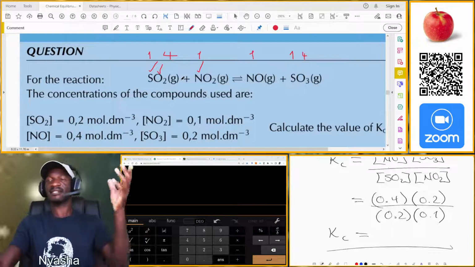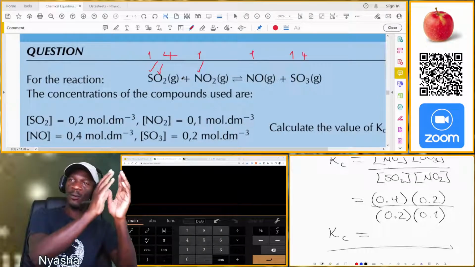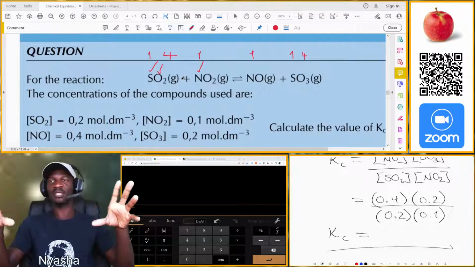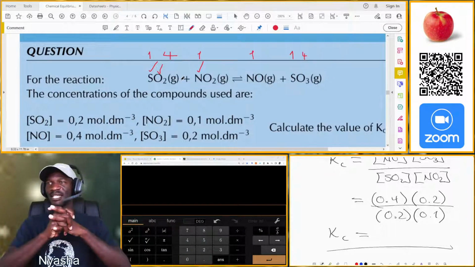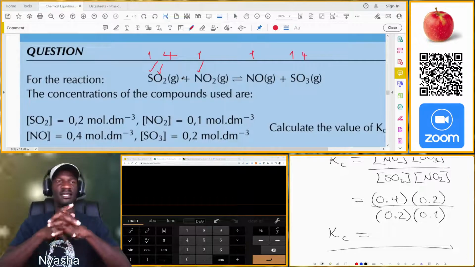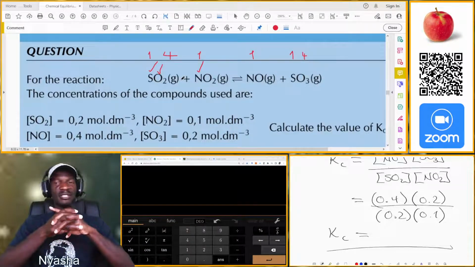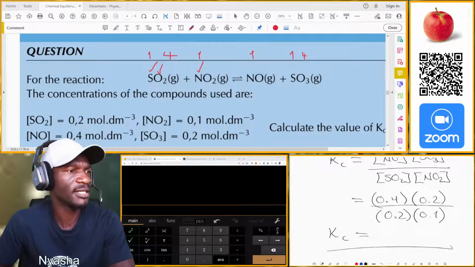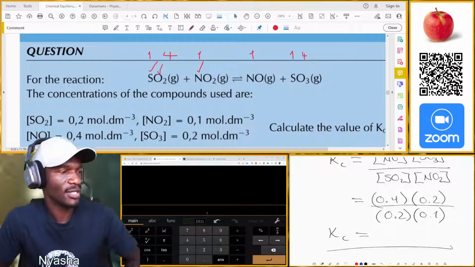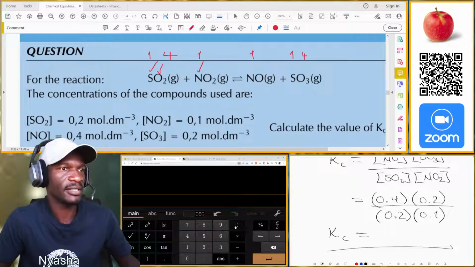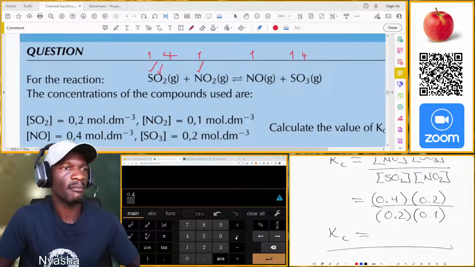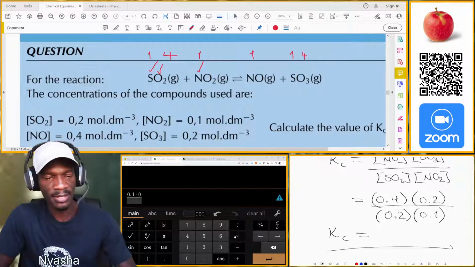Our Kc is dimensionless because all the mole per dm cubed in the numerator will cancel out with the mole per dm cubed in the denominator. So in this case, we actually have a dimensionless Kc. So let's just punch in these numbers. Let's just see if we've got a calculator somewhere here. So let's blow it up. We're dividing two numbers. In the numerator, we have 0.4, and then we are multiplying 0.4 by 0.2.